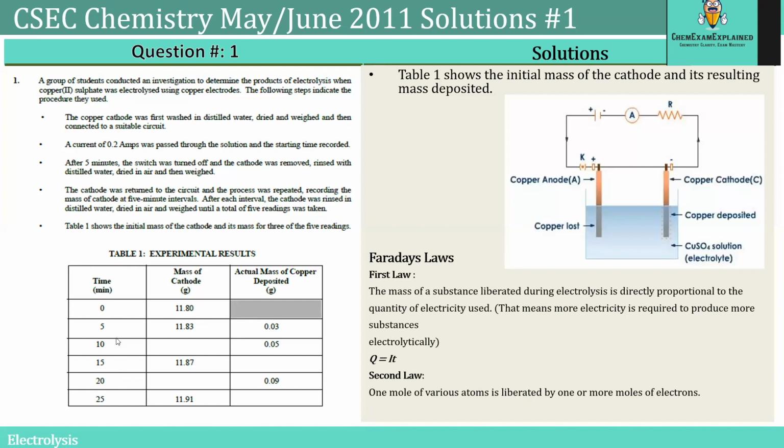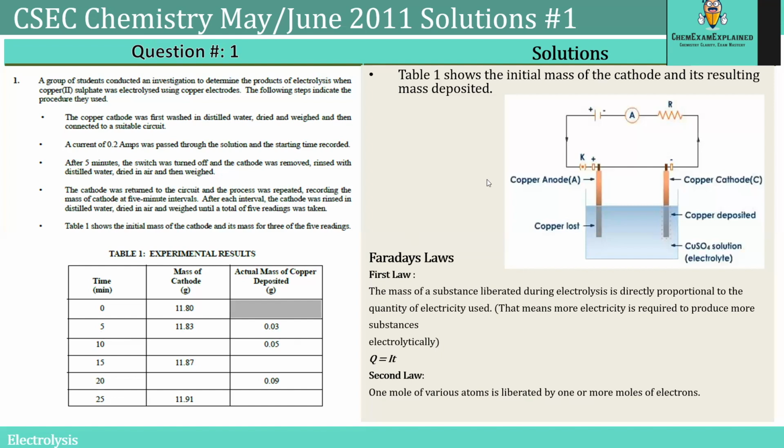After 5 minutes, the mass of the cathode went to 11.83 grams. And as you can see, if you subtract 11.80 from 11.83, you get 0.03 grams. So that was the mass of copper deposited at the cathode after 5 minutes. We will do the same thing at 5-minute intervals for up to 25 minutes, and we will put in the missing information. We will calculate that in part 4 of the question.